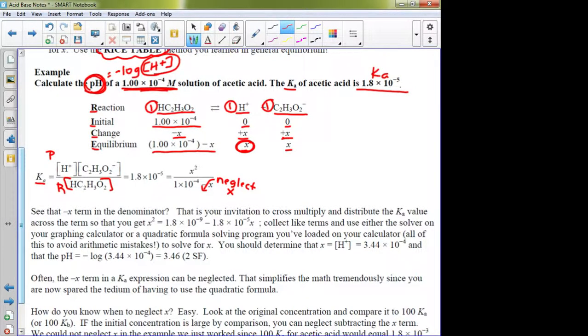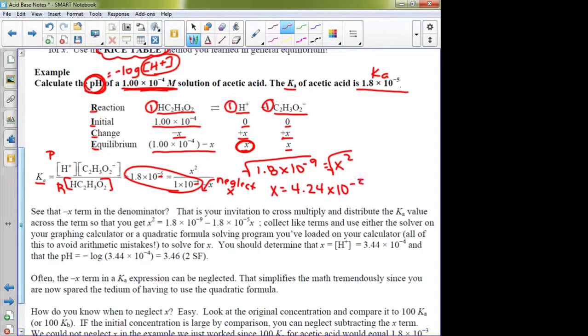Okay? So now, can I solve for x? Yes. What's my first step? Multiply. So 1.8 times 1 is 1.8. When I multiply exponents, I add them. Negative 5 plus a negative 4 is a negative 9, which is equal to x squared. Now I take the square root. So x is equal to, I don't know, y'all all have my calculators, so I got 4.24 times 10 to the negative fifth.